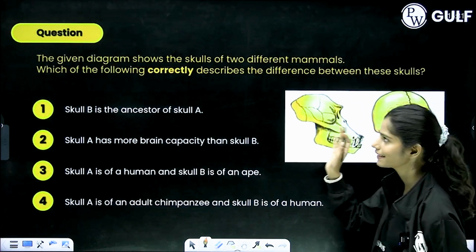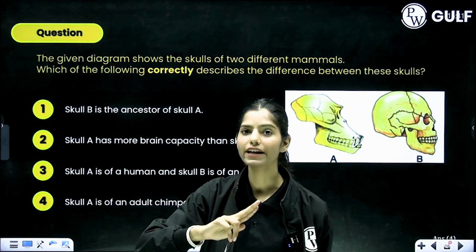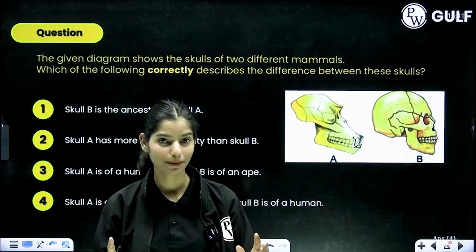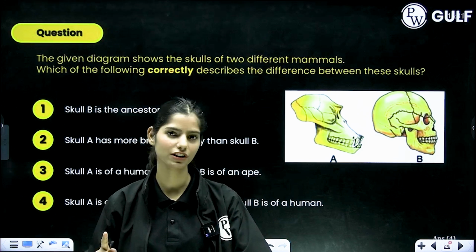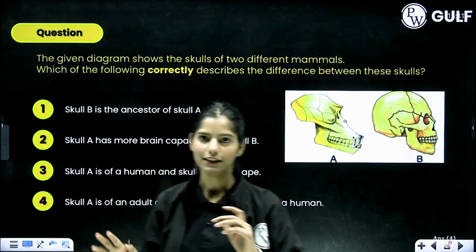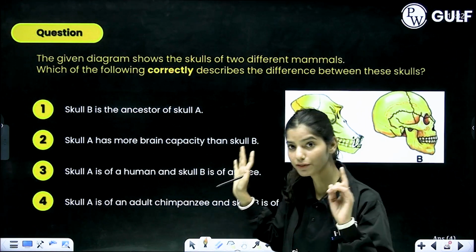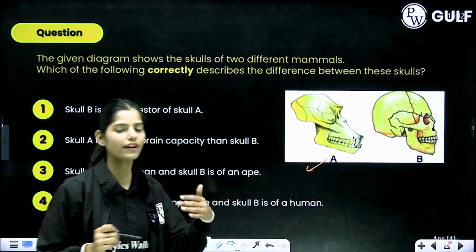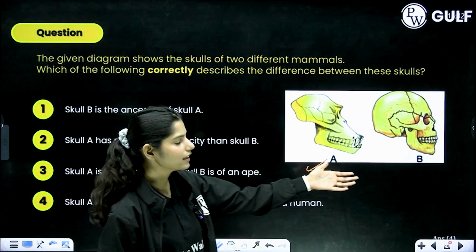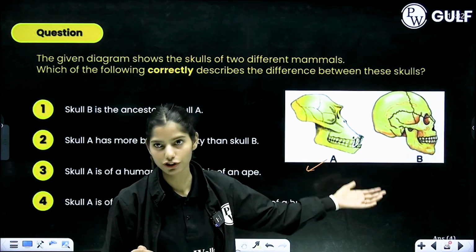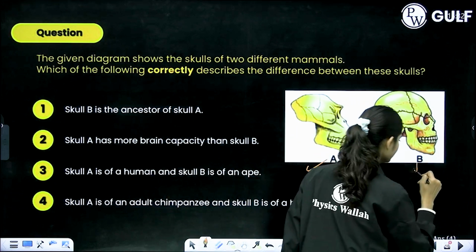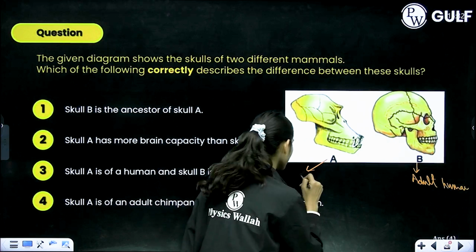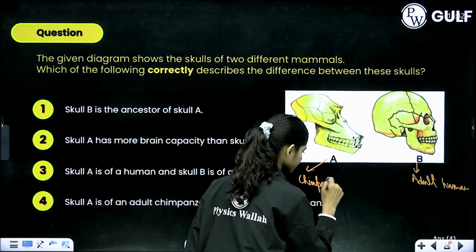Let's move ahead and see the next question from the chapter evolution. So here we have a diagram of two skulls. In your NCERT it is given. So make sure, guys, you see all the diagrams and whatever information is given for the particular diagram, you need to remember that. Okay, so here we have a picture of two skulls and we all know the first skull that we see is actually that of an adult chimpanzee, and the B skull that we see is that of an adult human. So this one is of adult human and this one is of chimpanzee.